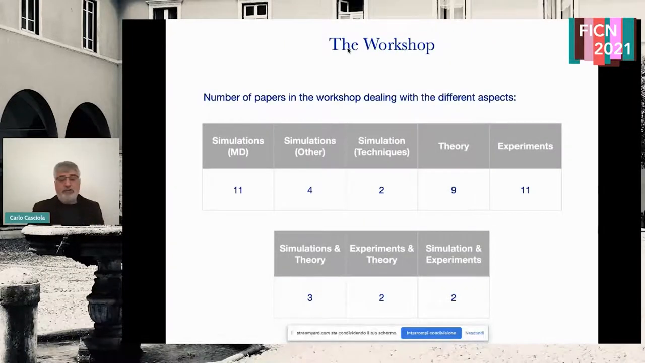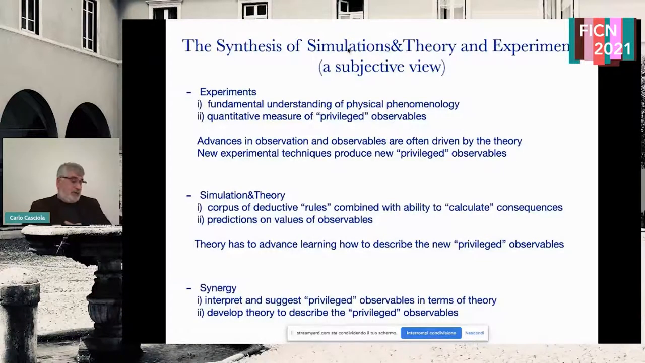So, in conclusion, I see that my time is almost over. What I'm showing here is a table in which I'm reporting the number of contributions that we are going to have in the workshop in the different fields, from simulation to experiments. You see that the organizers of the workshop did a great job in balancing very well the different contributions in order to allow a direct discussion between the different approaches that may be taken in studying ionic channels and nanopores.